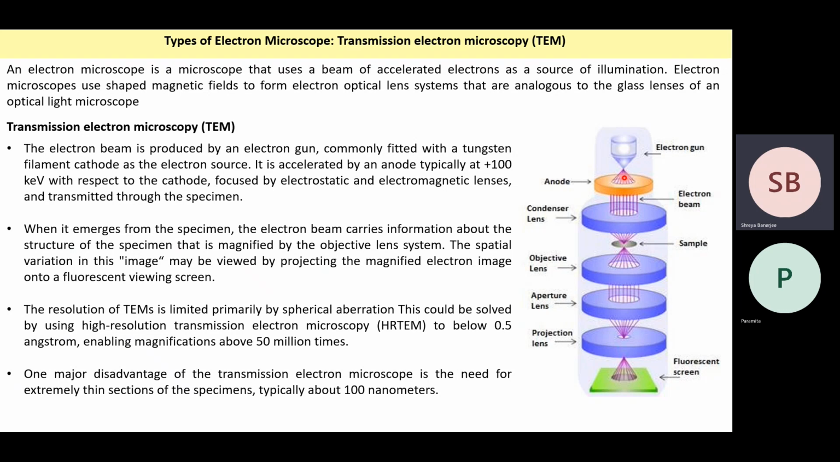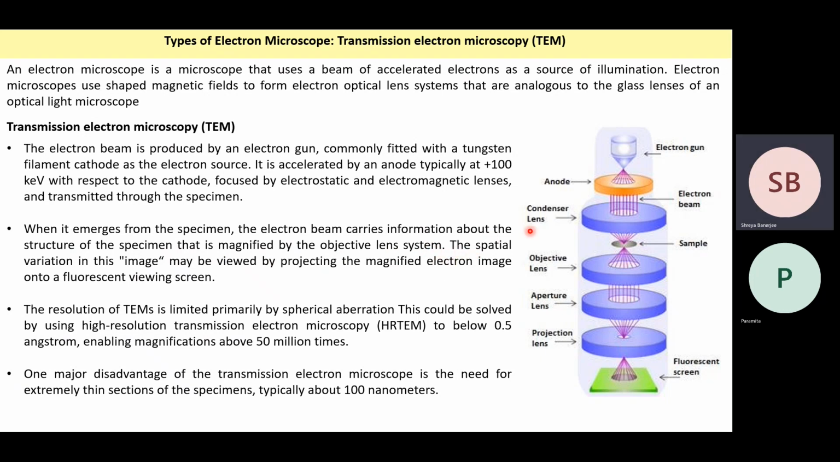So the electrons are now accelerated till they pass through different lenses, like the condenser lens, which is condensing all the electrons into a single focal point. The condenser lens basically has different electromagnetic fields which can interact with the electrons and force them to condense at one particular focal point on the sample. Once all the electron rays pass through the specimen, it carries information about the structure of the specimen that is magnified by the objective lens system.